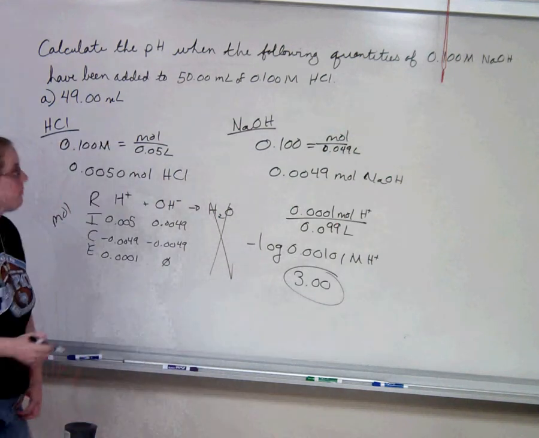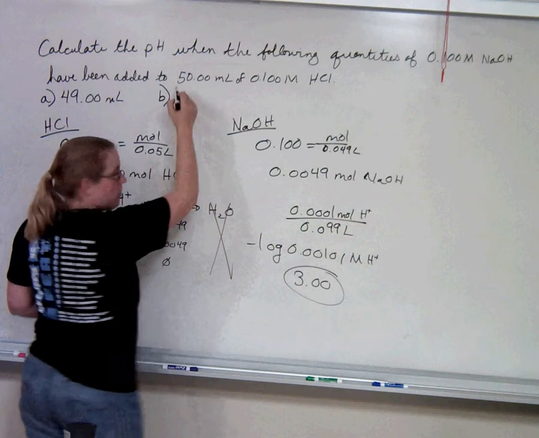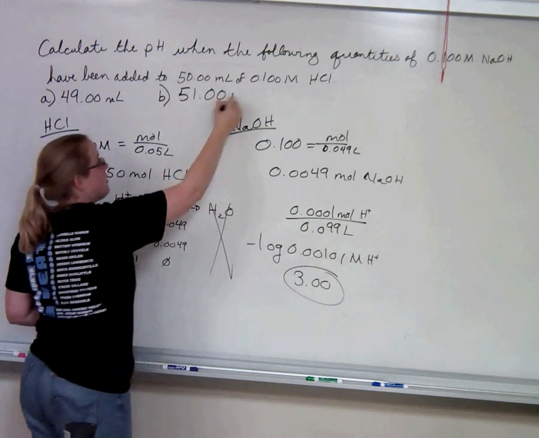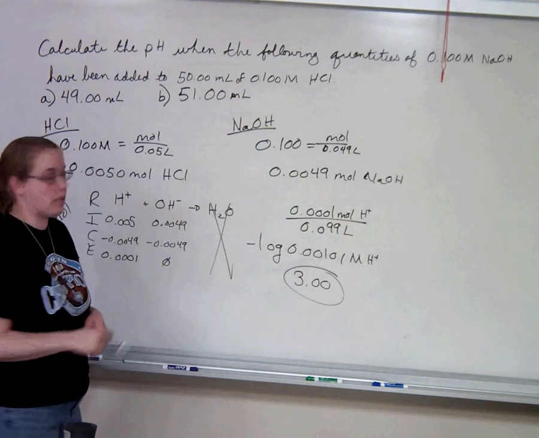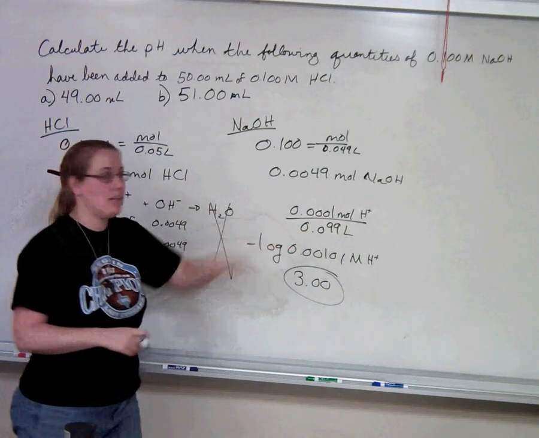All right? Now try this yourself. Try adding 51 milliliters of the sodium hydroxide and seeing if you can figure out what the pH is, and we'll check our answer together in class. All right, so that is strong acid, strong base titration.